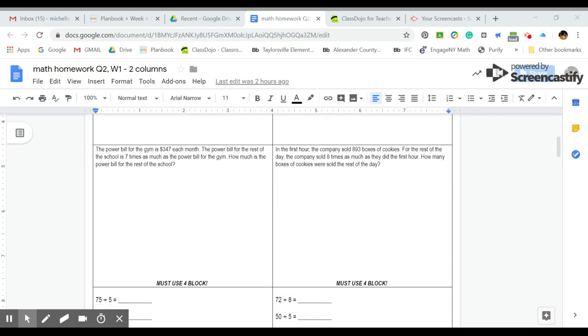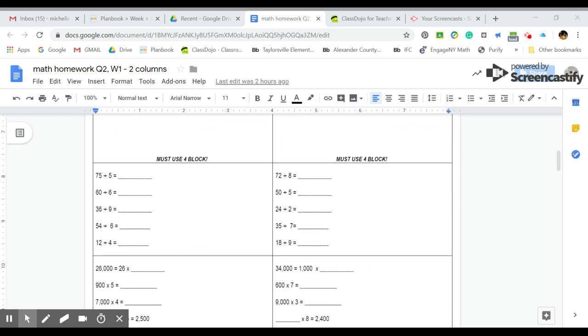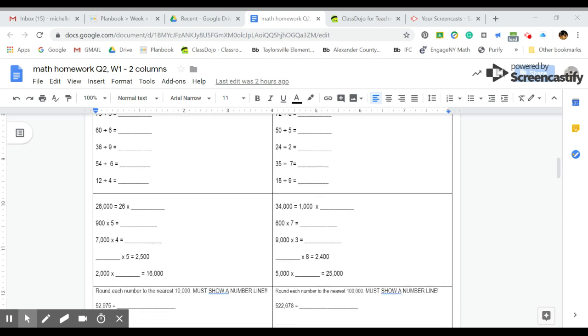We have some word problems here. Again, don't forget that these are 4-block problems. They must contain a 4-block in order to get credit for what they are doing. Then below that, we're practicing some quick division facts. These ones, they do not have to show the work. They can just write in the answers. Same thing with these down here. They're just writing in answers to both of those.